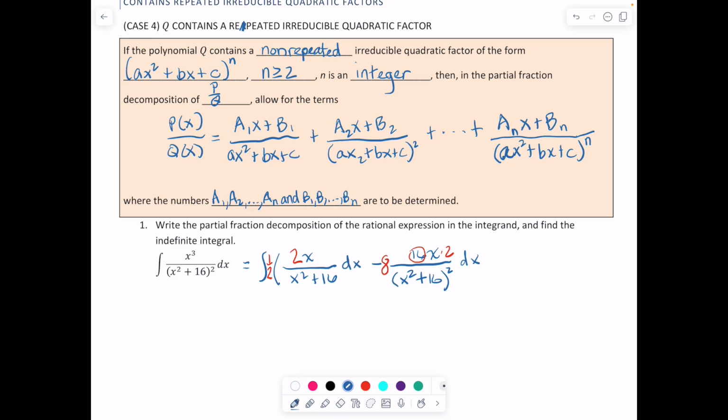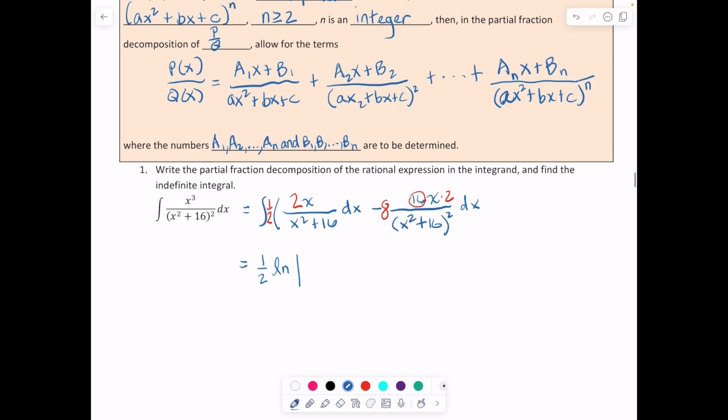And then we will end up with 1/2 times natural log absolute value of x squared plus 16, minus 8 times x squared plus 16 to the -1 over -1, plus our constant of integration.